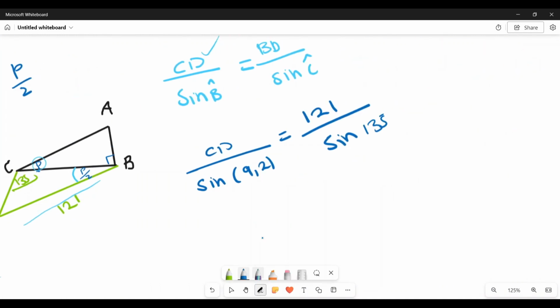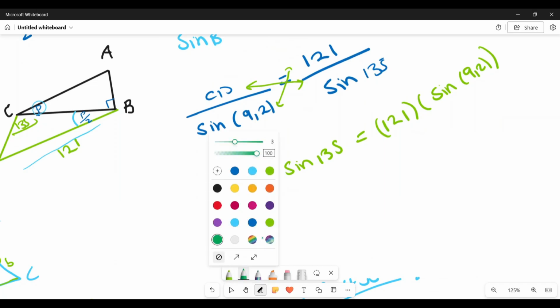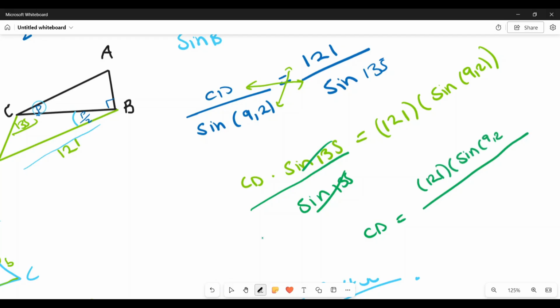Now I can solve for CD because it's the only unknown in this instance. I'm going to cross multiply. So as a result, CD multiplied by sine 135 is going to be equals to 121 multiplied by sine 9,2. All right. And remember, I'm looking for CD, so I can divide both sides by sine 135 so that these could cancel out. And as a result, my CD is going to be equals to 121 sine of 9,2 all divided by sine 135.